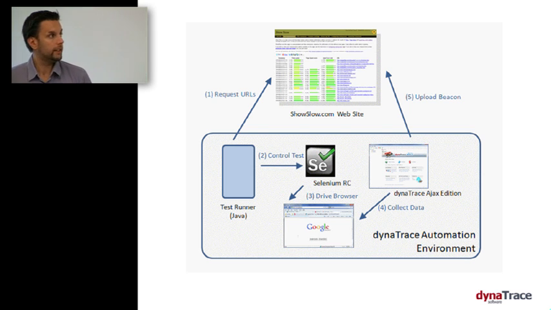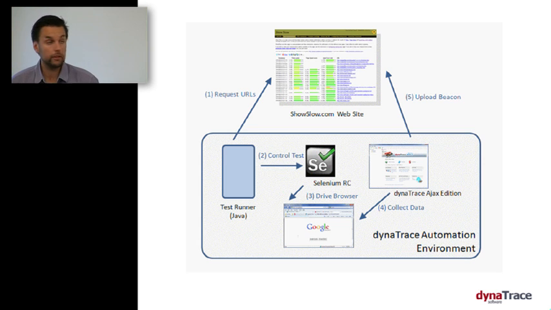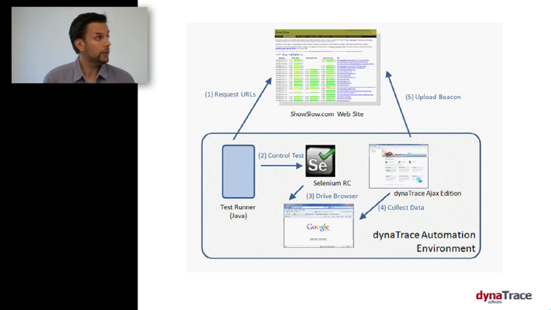Actually, the setup that we're discussing right now is in production at dynaTrace. So dynaTrace is automatically uploading results for all URLs that the public show slow instance is monitoring. On a daily basis, we upload those URLs and deliver those metrics to show slow. So here's what it's actually doing.